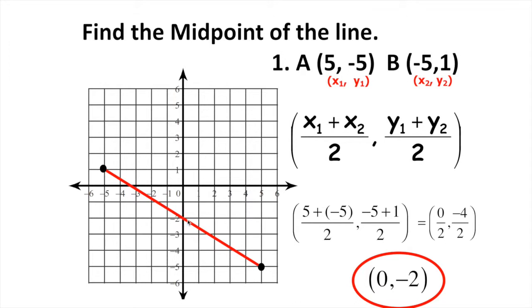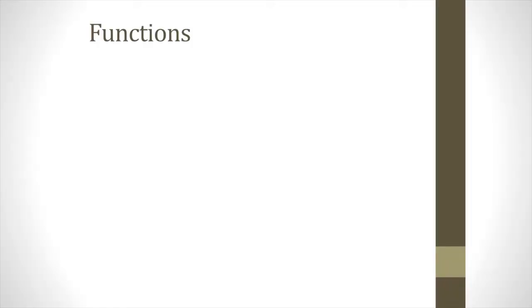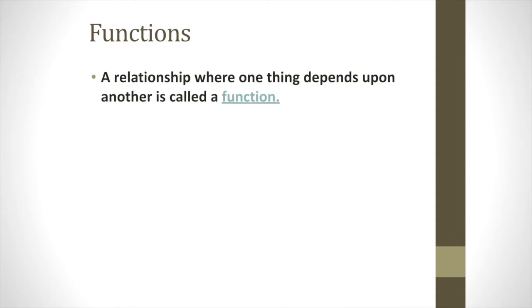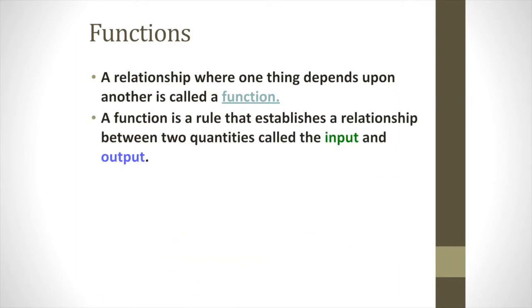Now we're kind of done with the review portion. Now we're going to get into section 3.1, which is specifically dealing with functions, identifying what is and is not a function. So let's kind of go through what a function is. A function is a relationship that depends on something else. So we're going to get into, it has inputs and outputs.